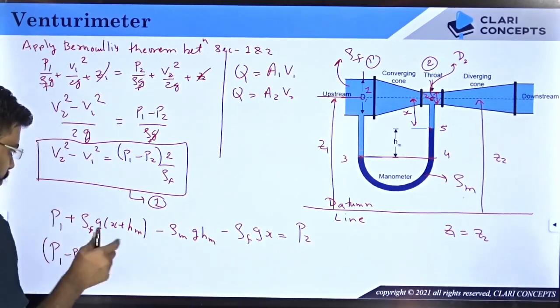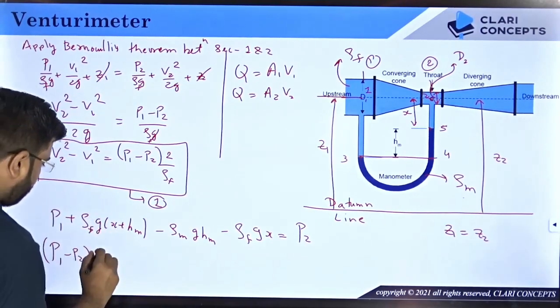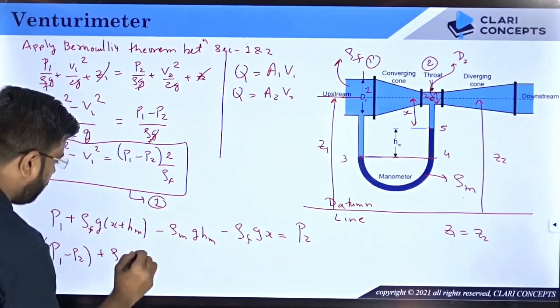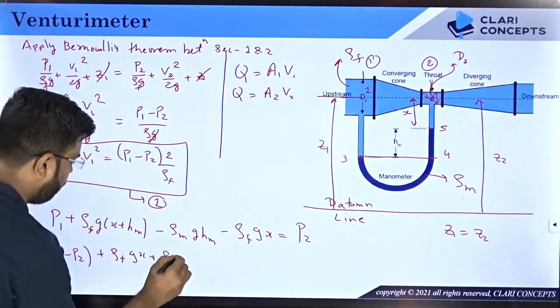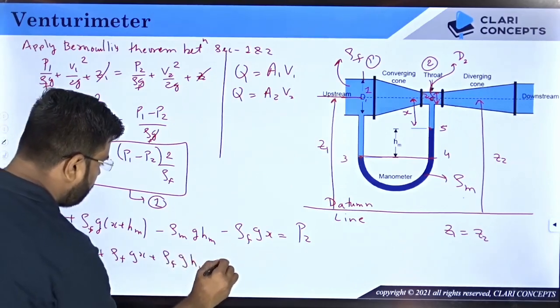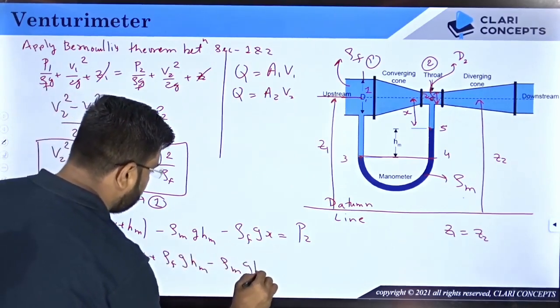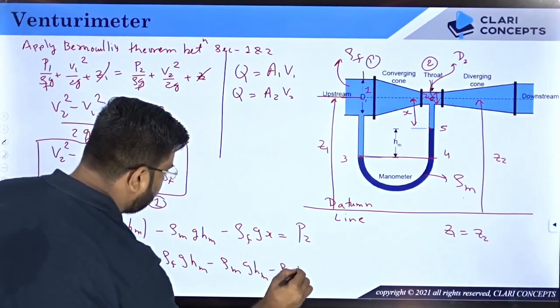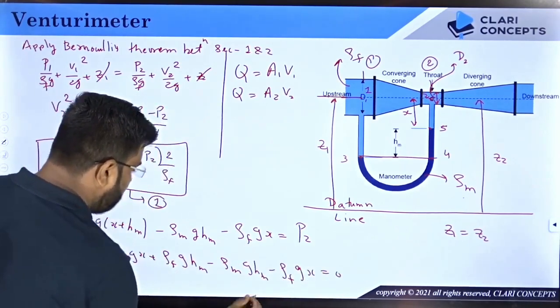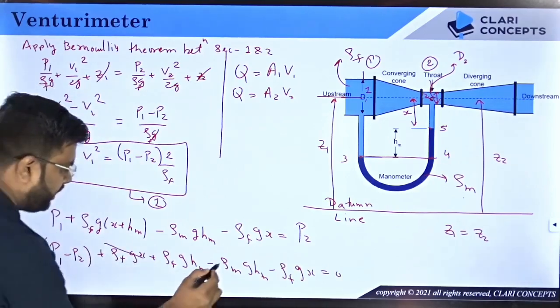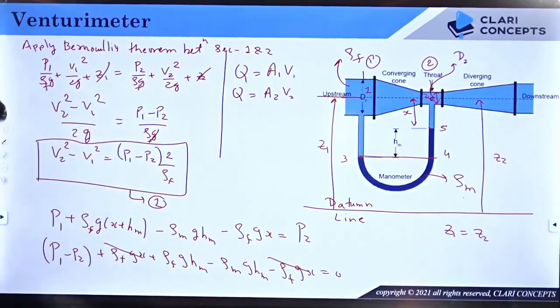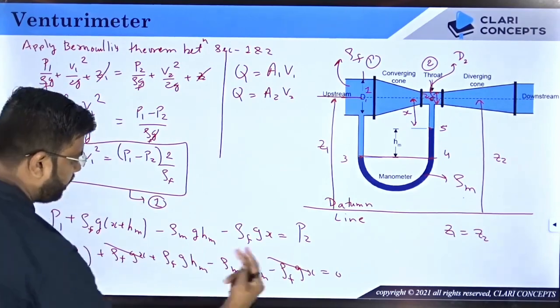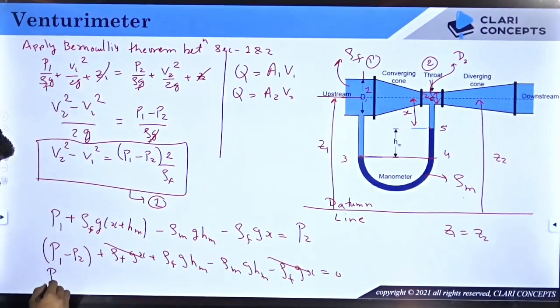And if you open up this bracket, so plus rho F, G, X plus rho F, G, HM minus rho M, G, HM minus rho F, G, X equals to 0. So plus rho F, G, X and minus rho F, G, X will get cancelled. You are left with two terms. If you take these two terms on the right hand side, you will get P1 minus P2.